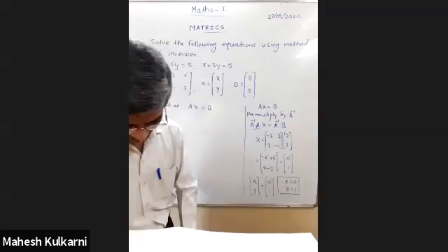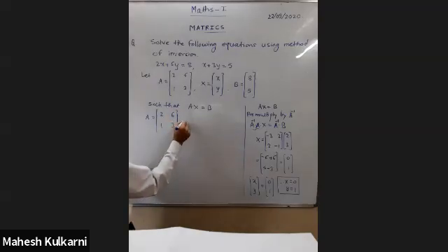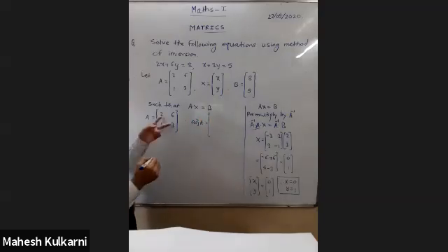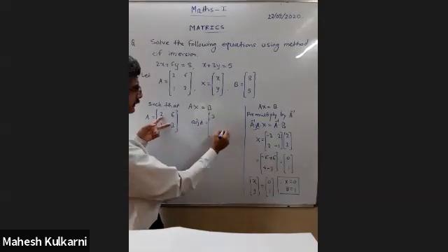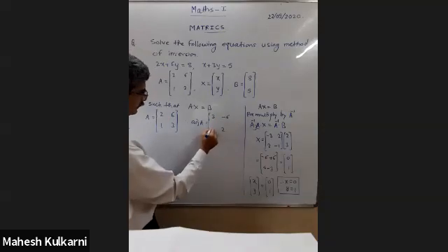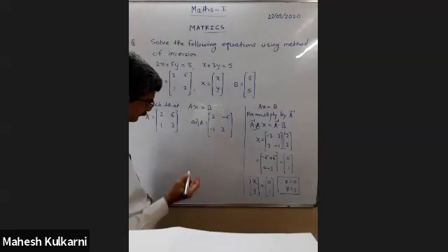Now write the matrix A and its adjoint. So what is A? The given matrix of coefficients. And therefore its adjoint is, how to write the adjoint? Interchange the diagonal elements. Change the sign of the remaining two elements, the non-diagonal elements. This is the adjoint.